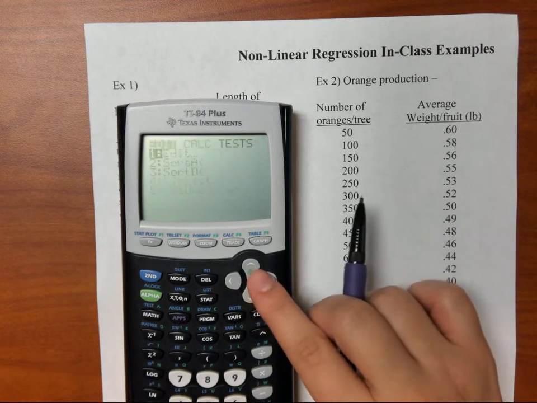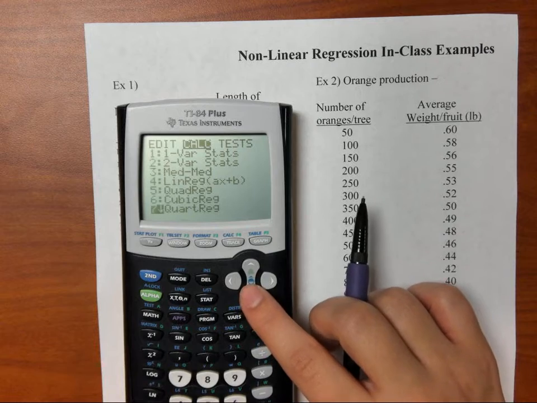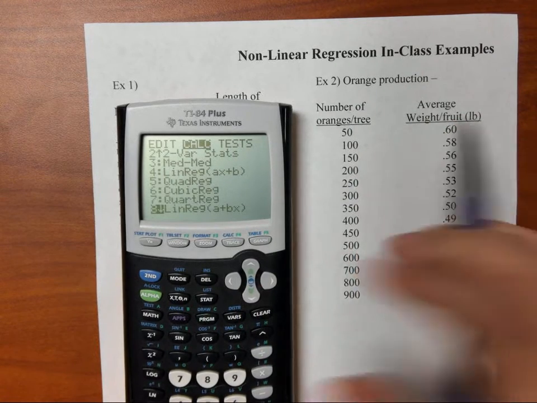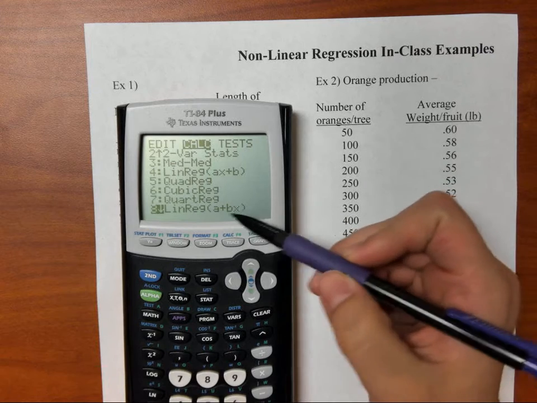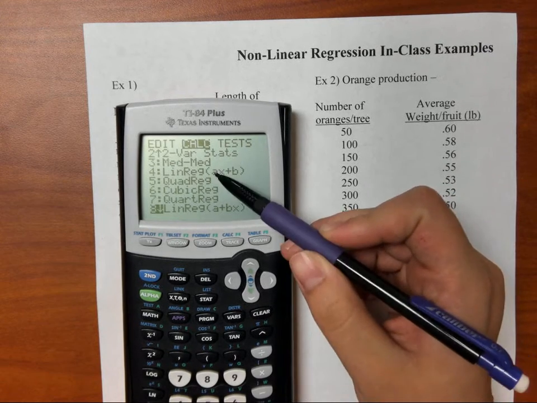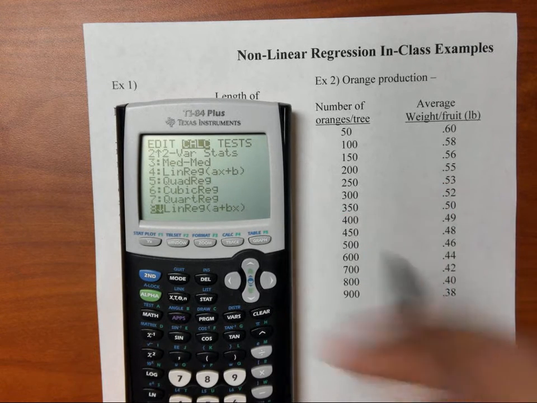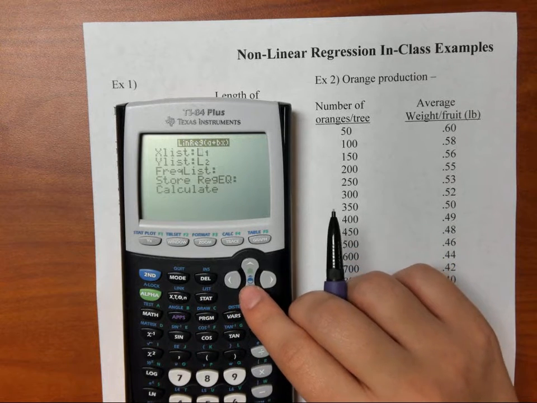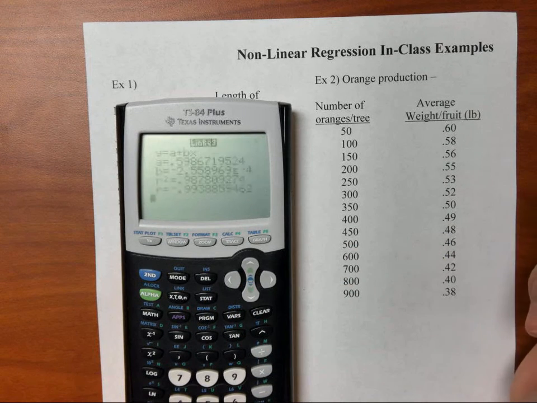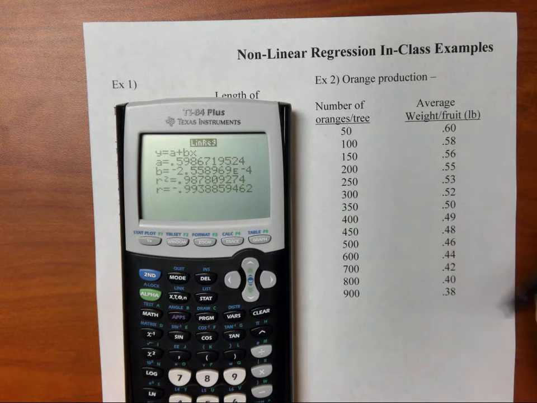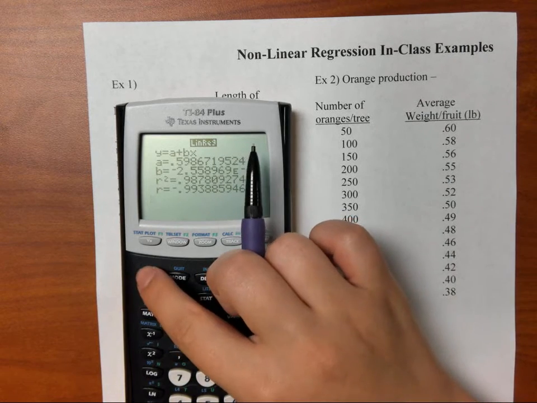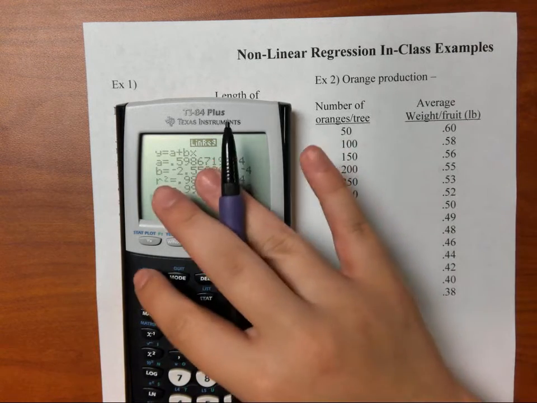Your next step should be to do linear regression. You can do 4 or 8, it doesn't matter. Remember, they are the same thing, except if you do a plus bx, a is the y-intercept. If you do ax plus b, a is the slope. Calculate. So we have a pretty high r, but remember that doesn't guarantee that it's a linear function or that the linear model is appropriate.